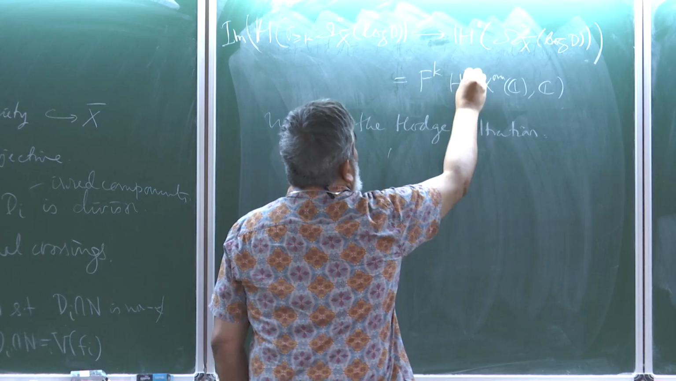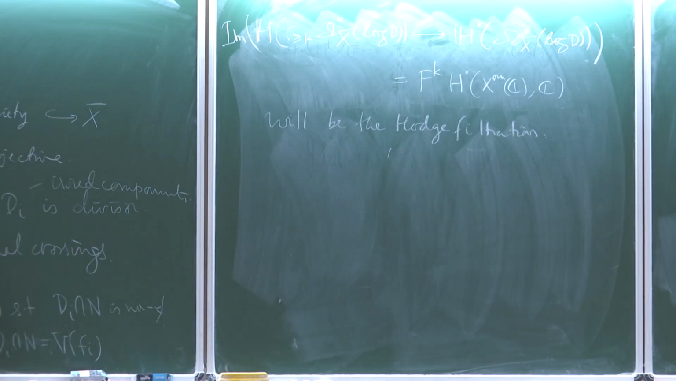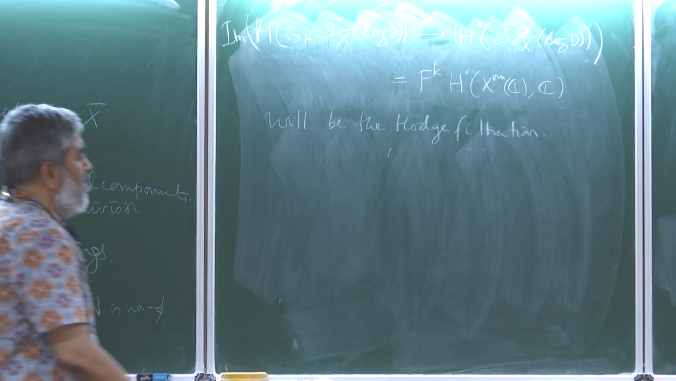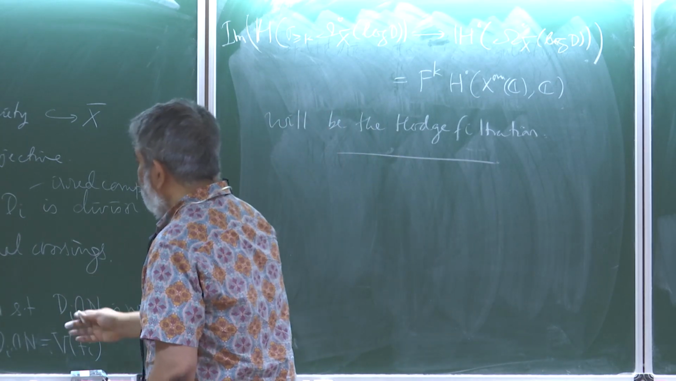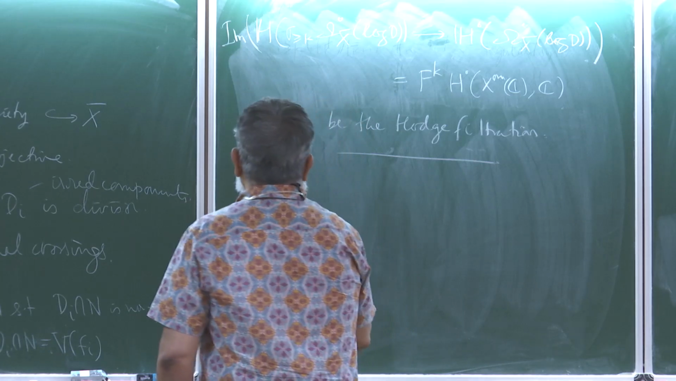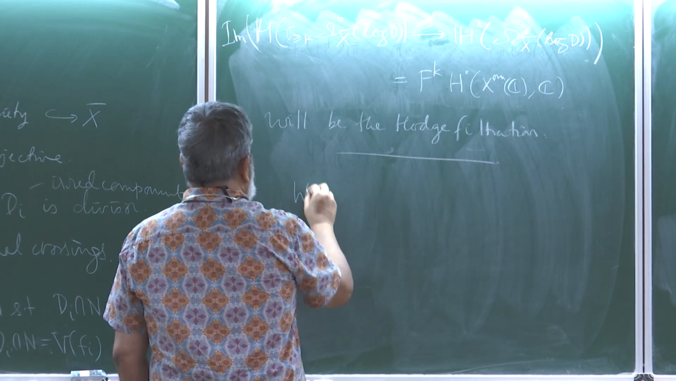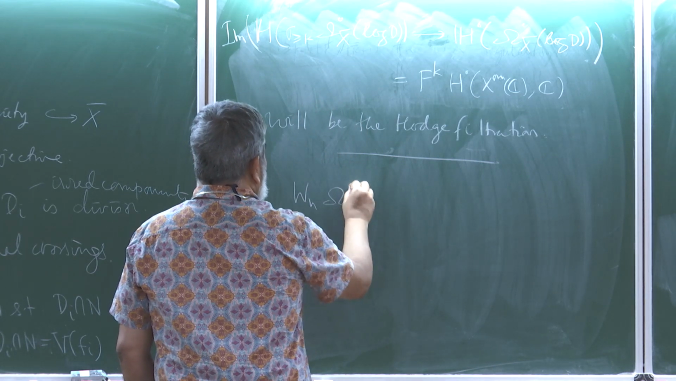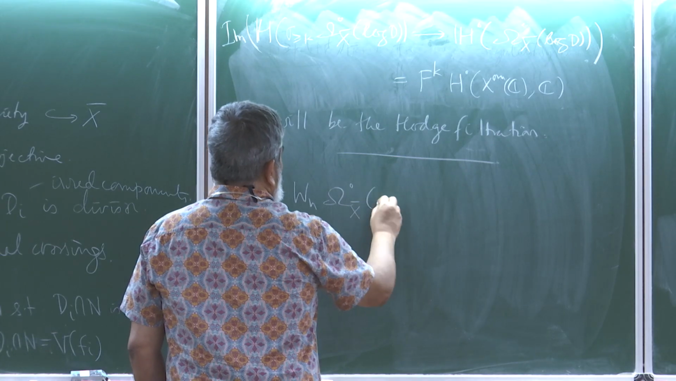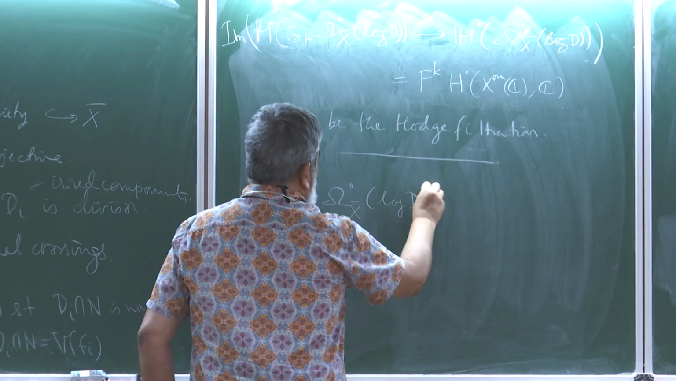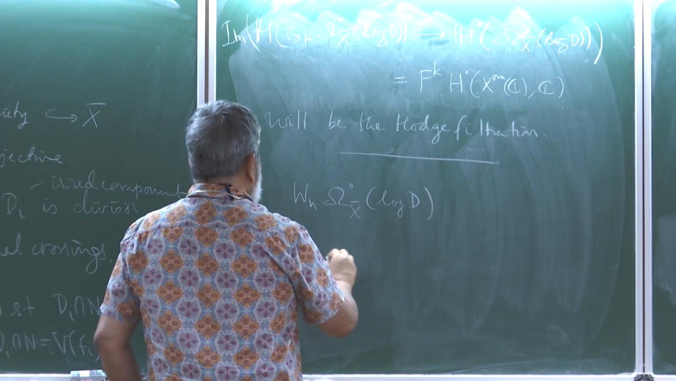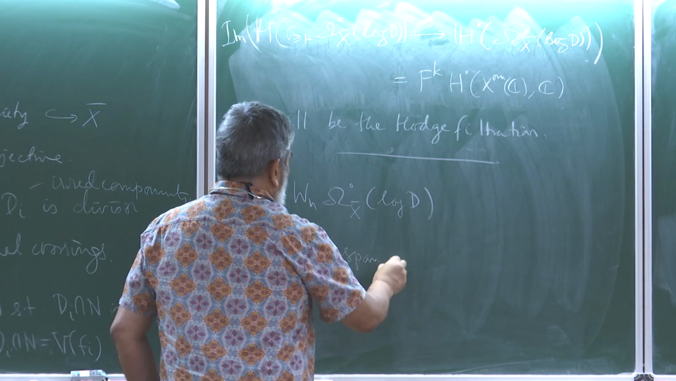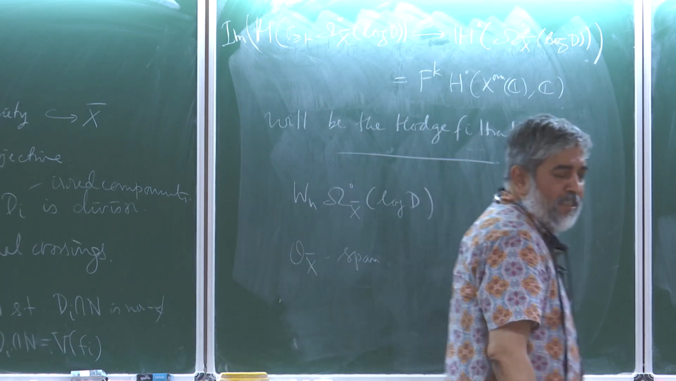Okay. And the other thing we want is the weight filtration. So I mentioned yesterday, so let me again say this in terms of this notation here, that the weight filtration W_n of Ω^• X̄ log D is O_X̄-span of things with at most n poles.